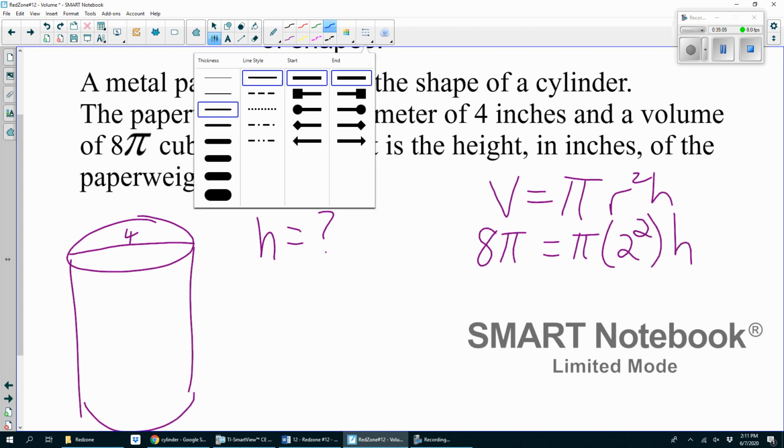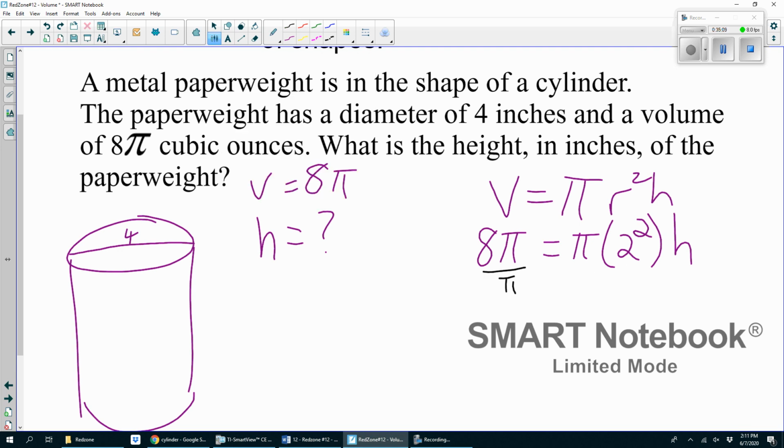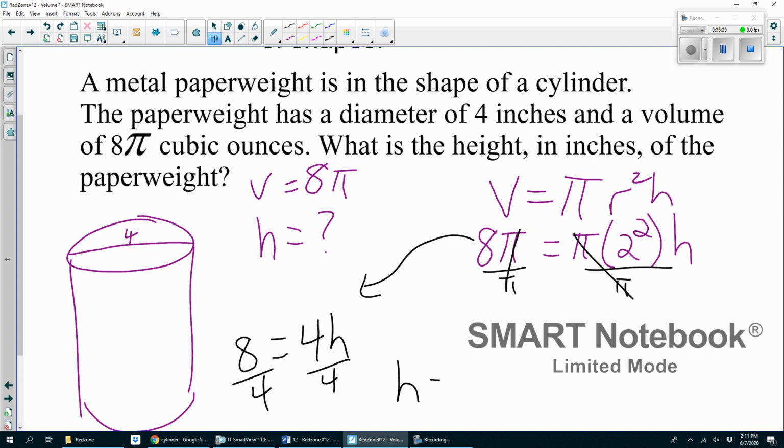I notice that there is a pi on both sides, so you can divide both sides by pi. And I told my class, I don't know what the other teachers have told theirs, but you don't have to show this. You could just cross out the pi's. I'm going to move my equation over here. So now I have 8 equals 2 squared times h. 2 squared is 4, so I'm just going to write 4h. Divide both sides by 4, and I get that h equals 2.